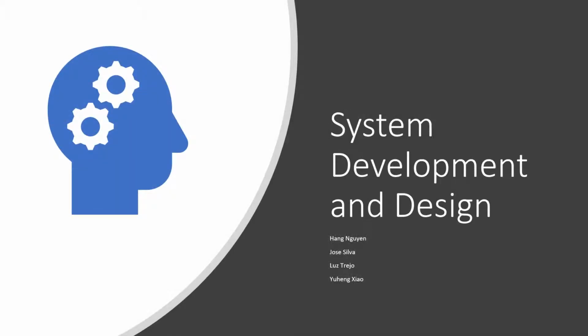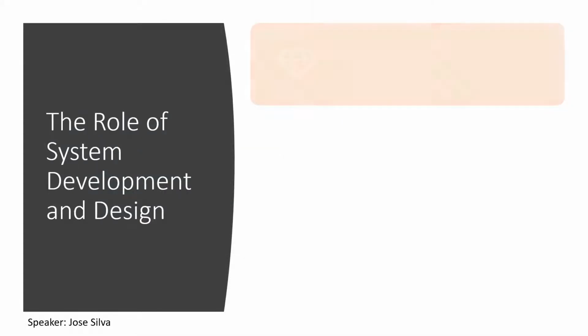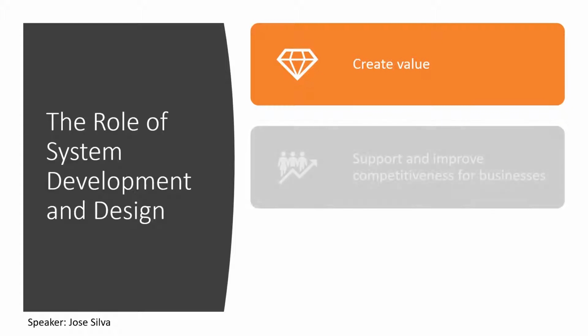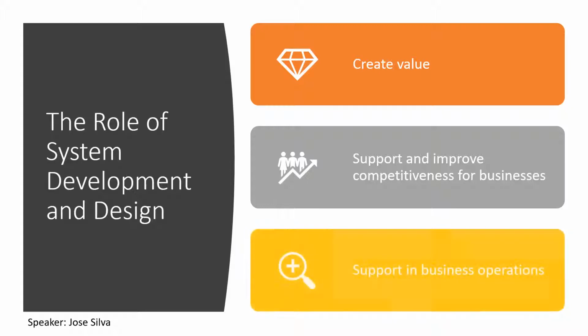System development and design is a crucial branch of organization. When implemented successfully, it creates values that help meet the needs of consumers, support and improve healthy competitiveness for business, and support business operations.